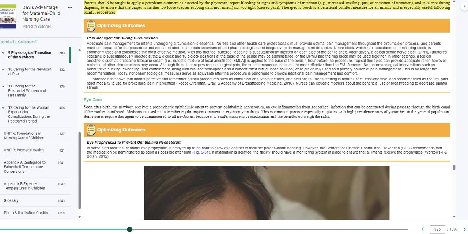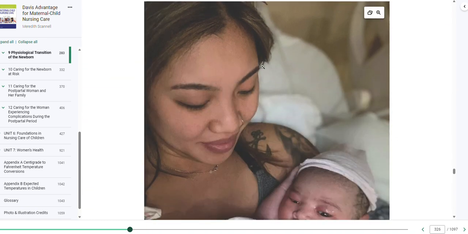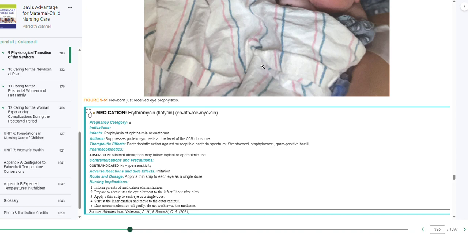Look on page 326, erythromycin. Okay, this is eye care. So we give erythromycin to prevent any bacteria from delivery that may get into the eyes, okay? Some streptococcus, some STDs, STIs, okay? So be familiar with this. This is a wink and a lollipop. Know this drug, okay? It's a prophylaxis for the eyes for the baby, okay?